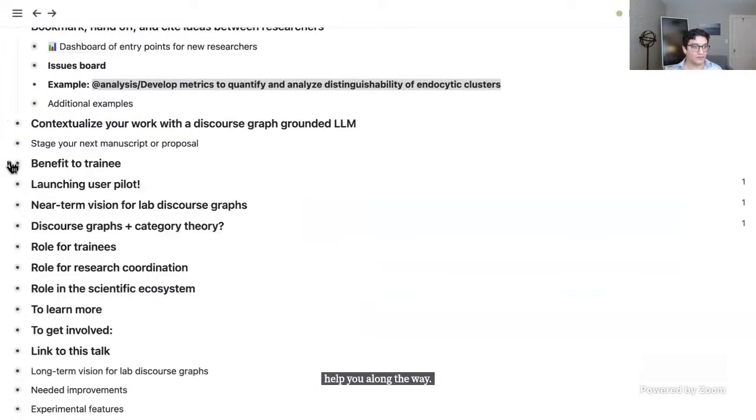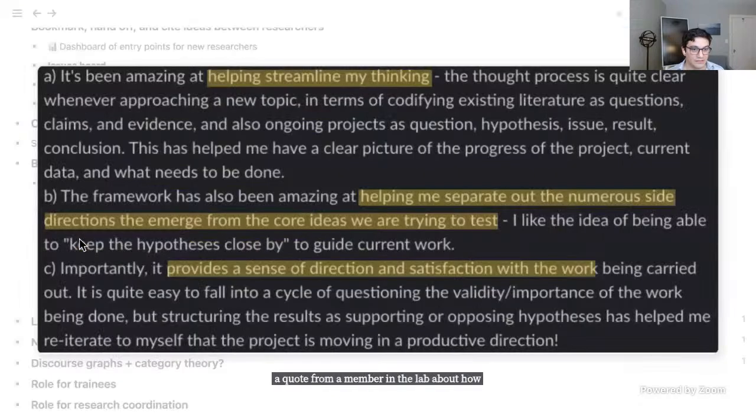Okay, and so where are we going from here? One thing I want to share is a quote from a member in the lab about how this system has benefited them. So he said it's been amazing at helping to streamline his thinking. The thought process is quite clear when approaching a new topic to codify existing literature, and it helped him have a clear picture of the progress of the project, current data, and what needs to be done.